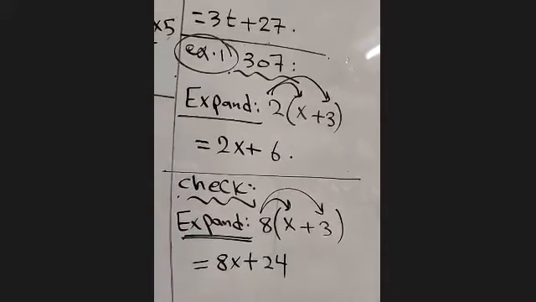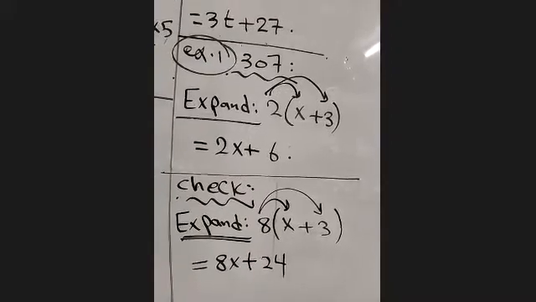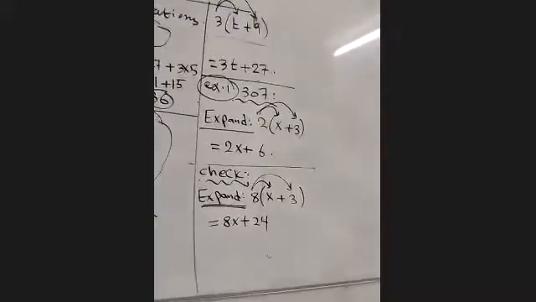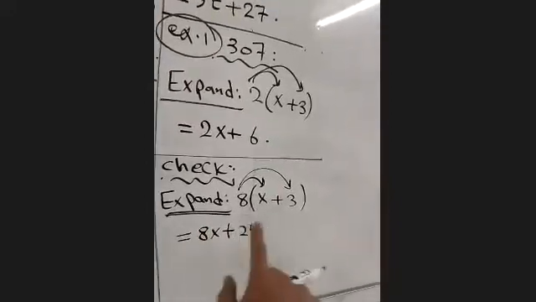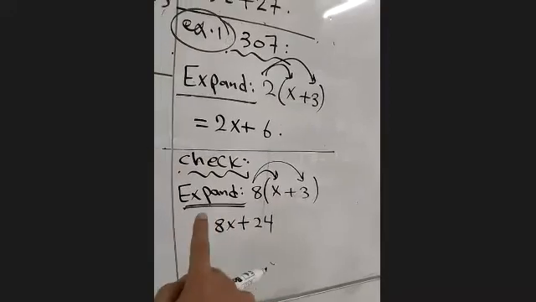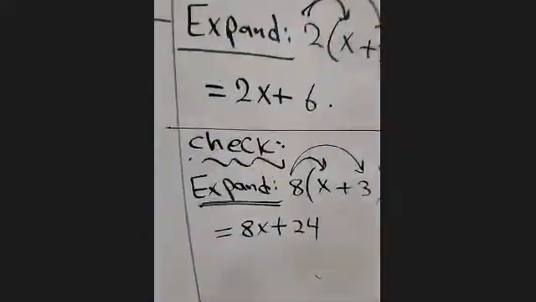This is example 1 and the check. How to deal with a number and a bracket, or parentheses, whatever. We expand them. This we call expanding. Don't forget this word. Expand. Fine. Now let's move to the next idea.